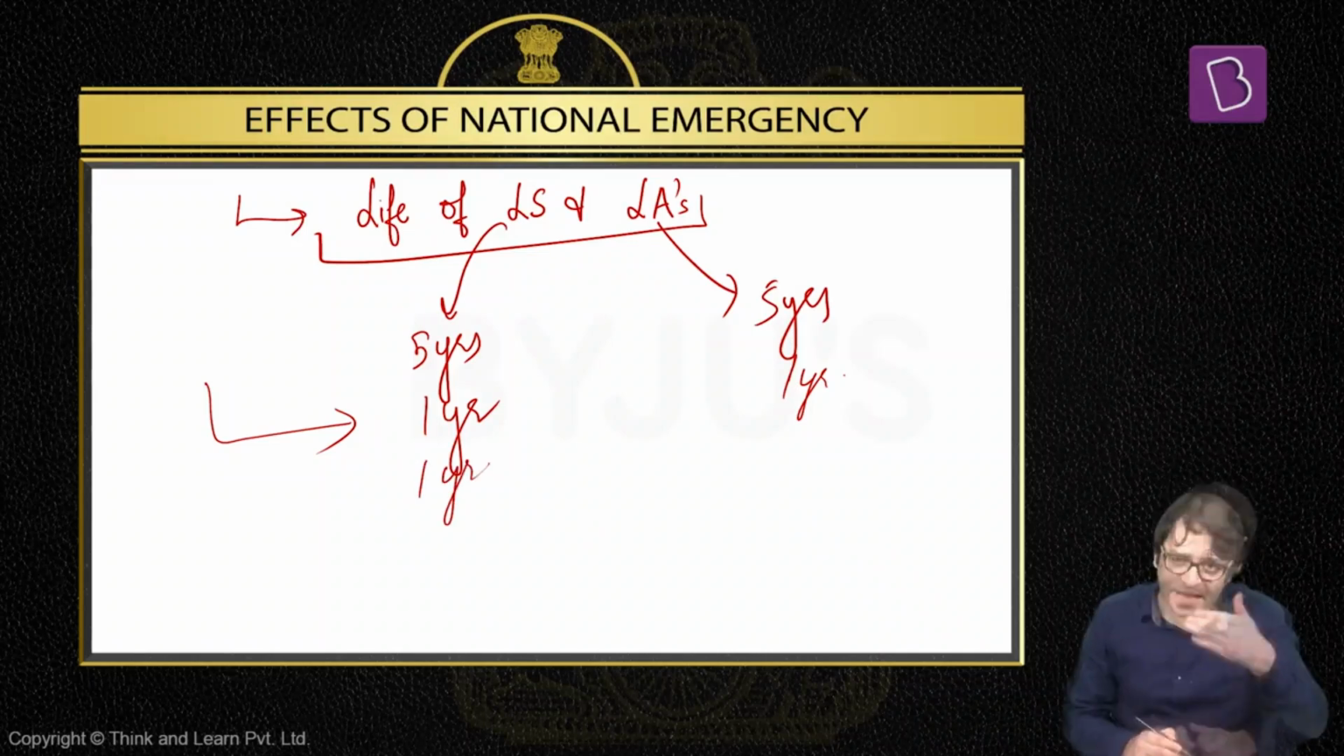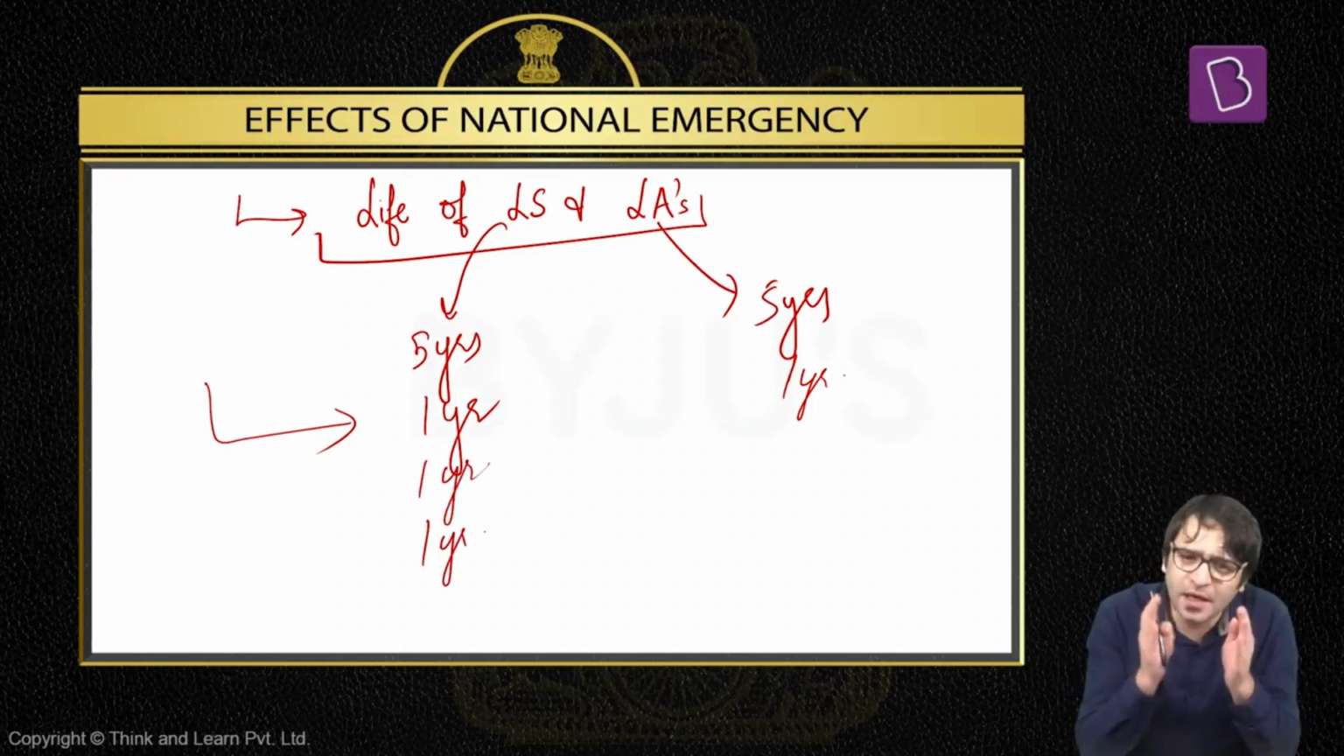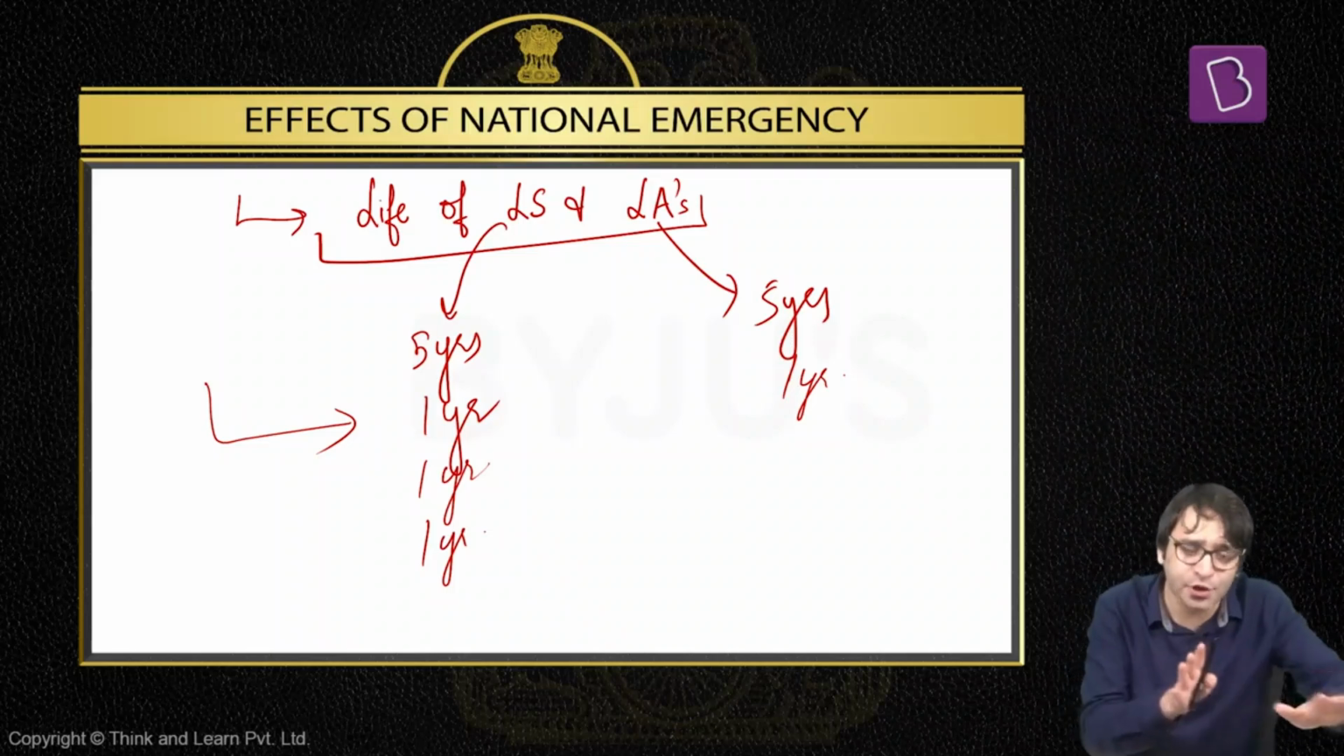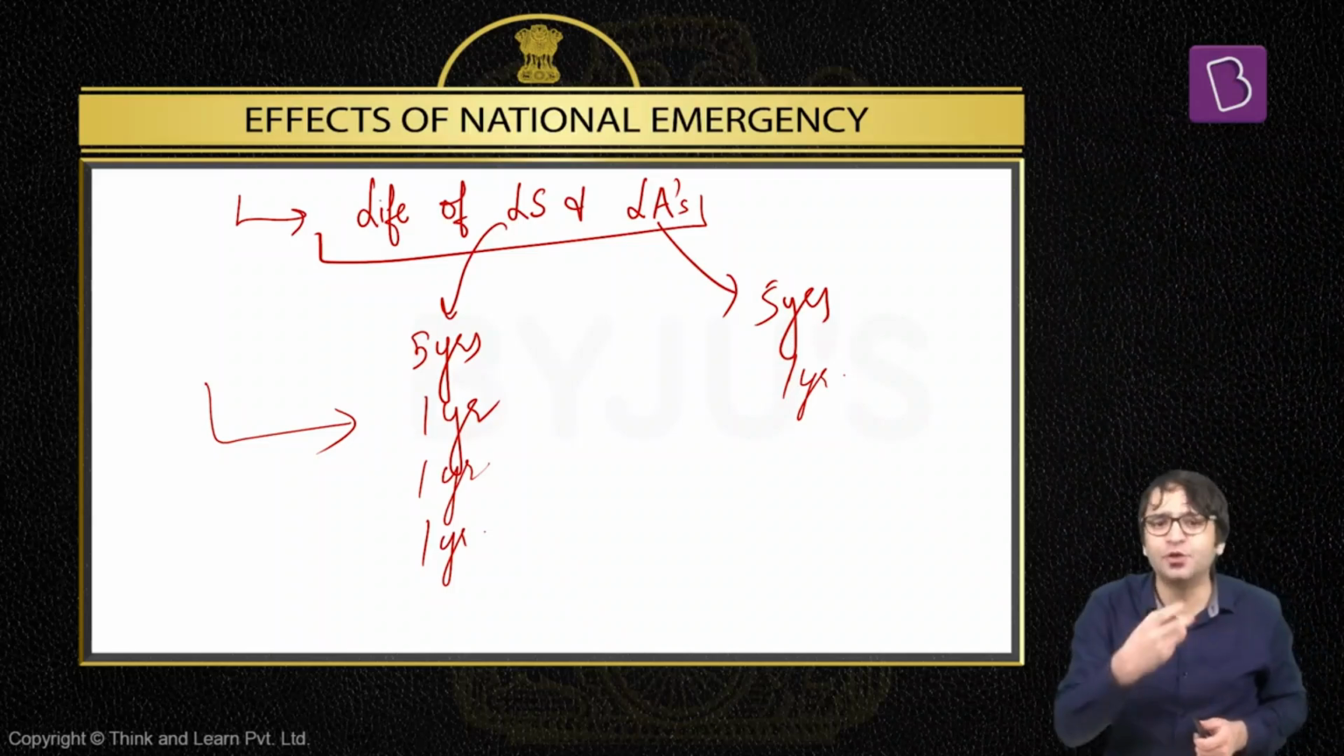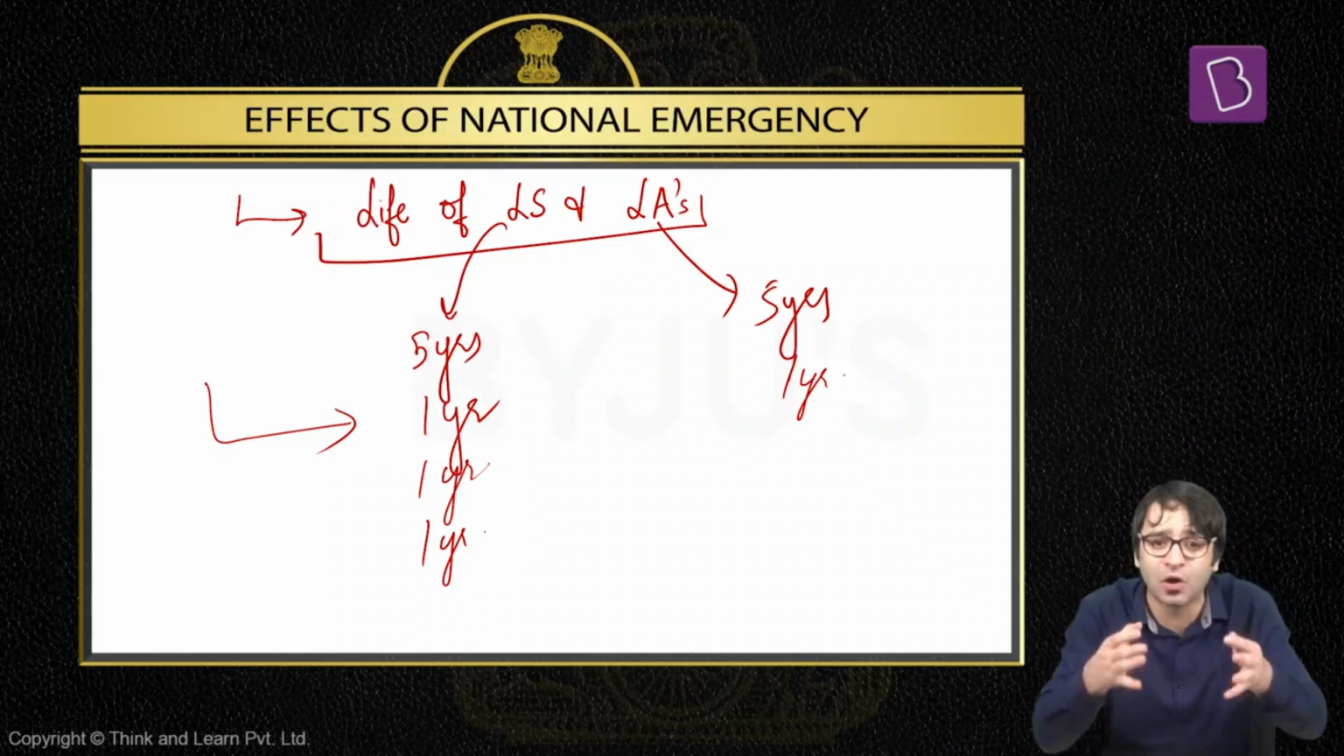Can it be extended further for another 1 year? How? Is there a limit to the number of years national emergency can be imposed in this country? Can it continue in this country? There is no upper limit. Why? Because we don't know for how long war will continue. We don't know for how long external aggression will continue. We don't know for how long armed rebellion will continue in this country.